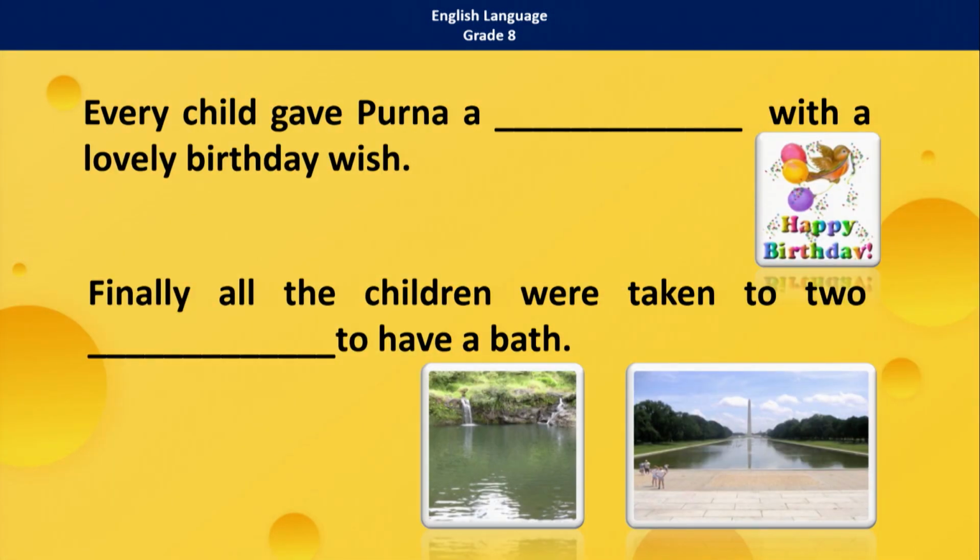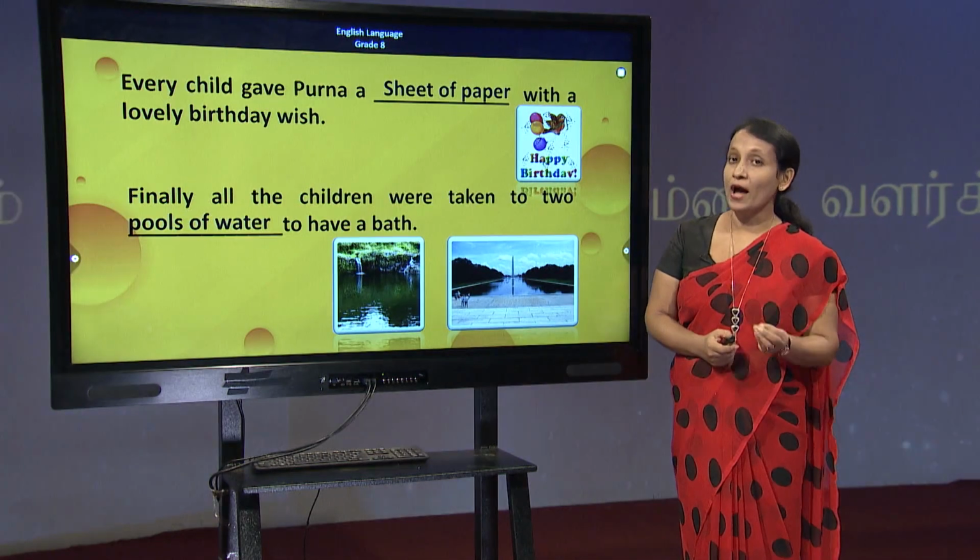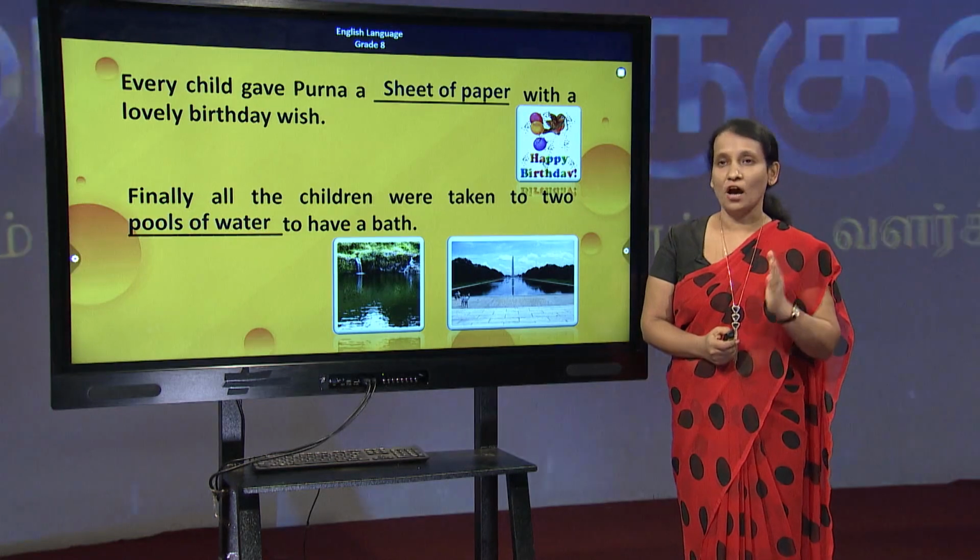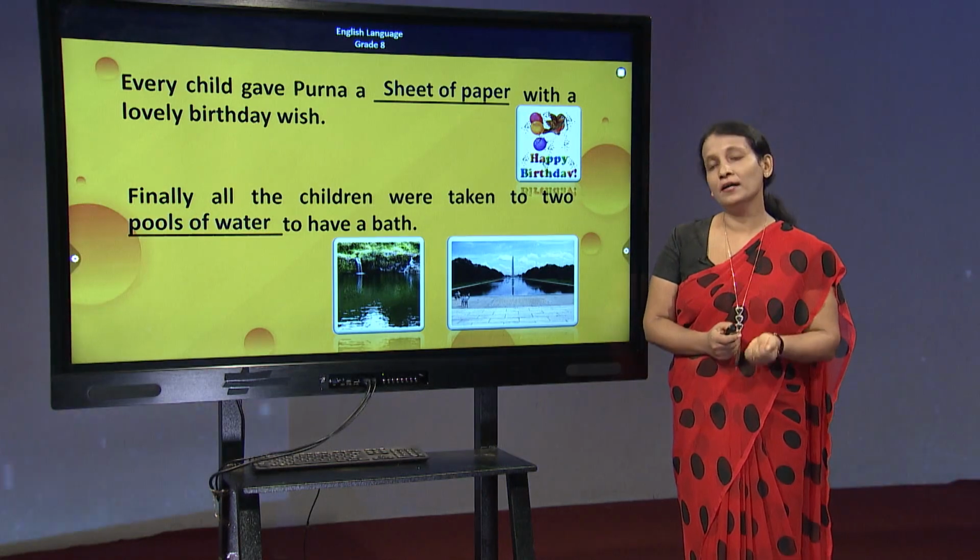Every child gave Purna a sheet of paper with a lovely birthday wish. The children who were there at the children's home have given a sheet of paper with a lovely birthday gift. What has happened then? Finally, all the children were taken to 2 pools of water to have a bath. That's nice. Yes. See how the plural form is formed. Water is something uncountable. So how have we formed the plural? 2 pools of water to have a bath.